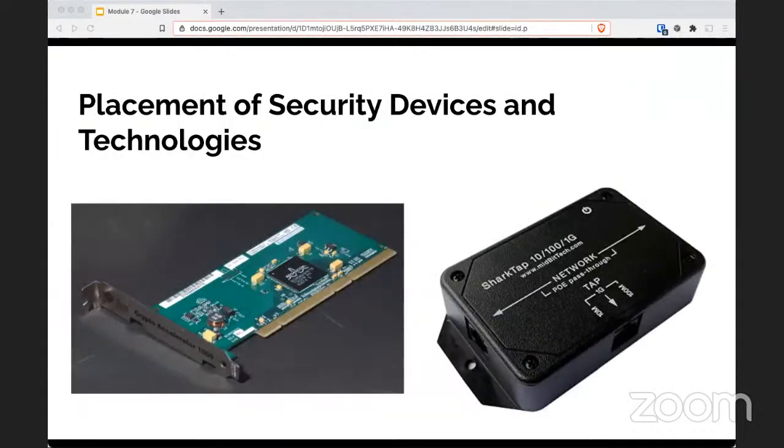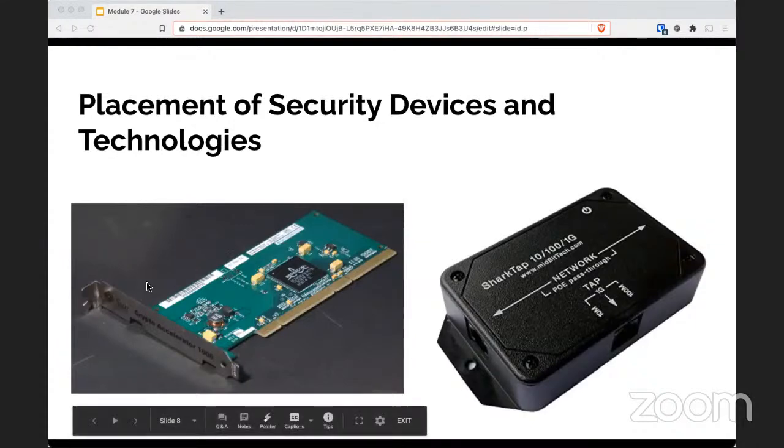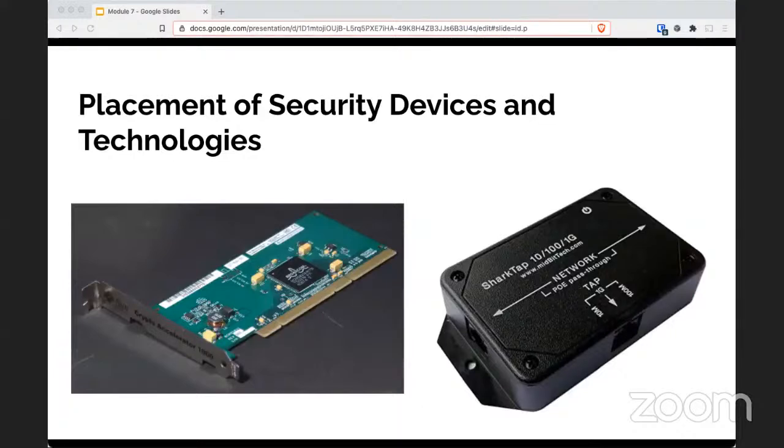Here are two security devices. The first one, this crypto accelerator, is one of many SSL or TLS accelerators. They are separate hardware cards on things like web servers that handle everything cryptography, like the certificates, and the decryption and encryption of data.